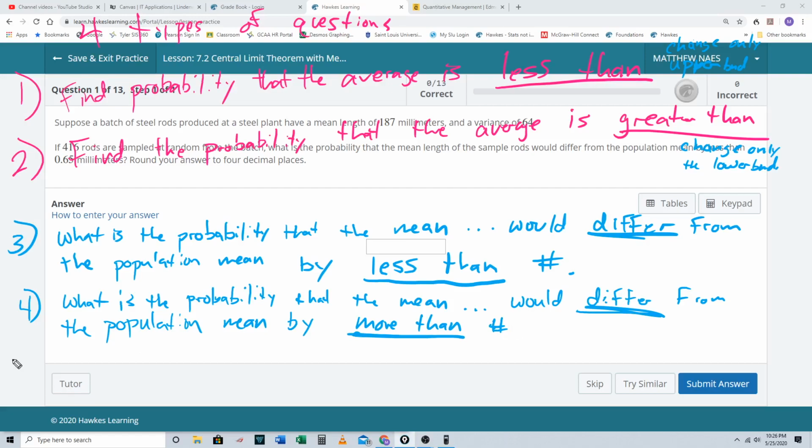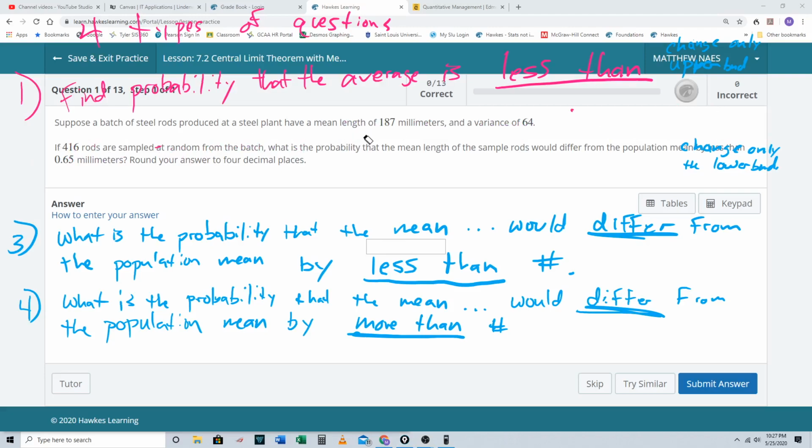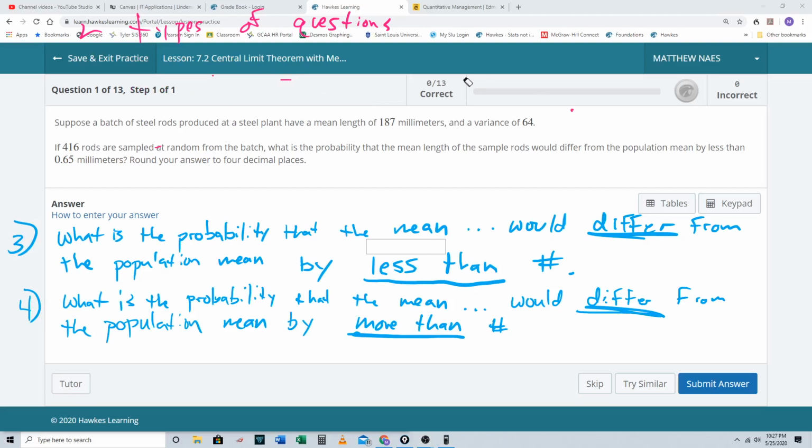So these are the 4 questions you're going to get. Find the probability the average is less than, find the probability the average is greater than, and then this: what is the probability the mean of whatever would differ from the population mean by less than, or would differ from the population mean by more than. Those are going to be the trickier ones. Okay, so we kind of covered 1 and 2, so let's look at 3 and 4. All right, so let's erase this right here so you can see the question a little better.